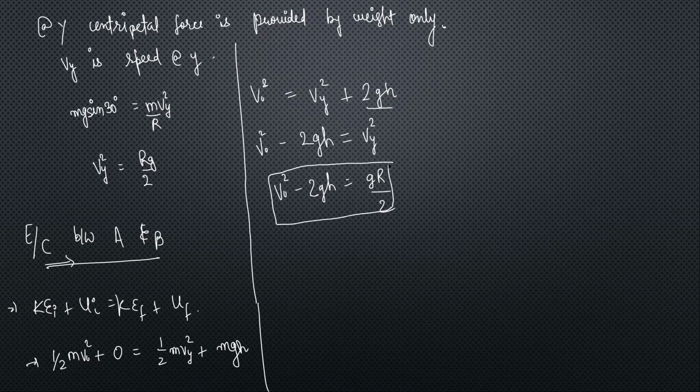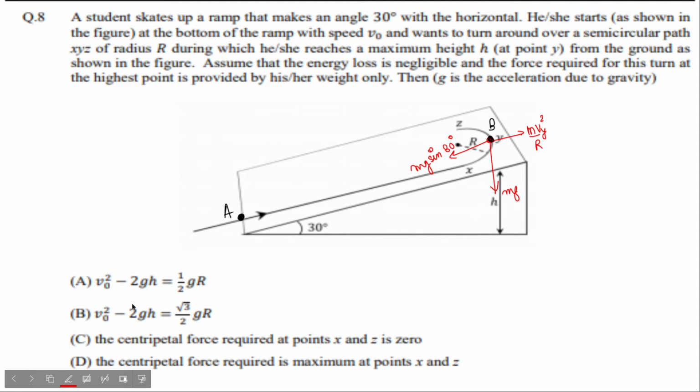Okay, so let's see which option has this. v naught square minus 2gh is gr by 2, so option A is correct. Okay, and now the centripetal force required at point x and z is 0, and the centripetal force required is maximum at points x and z. So let's see what is the correct option.